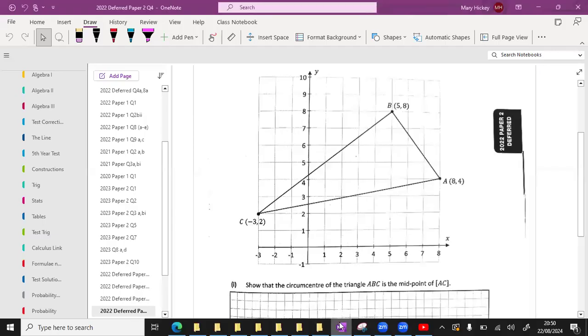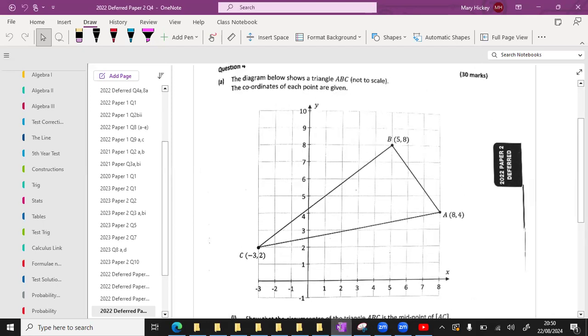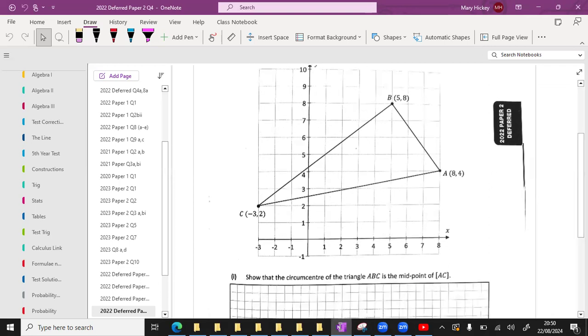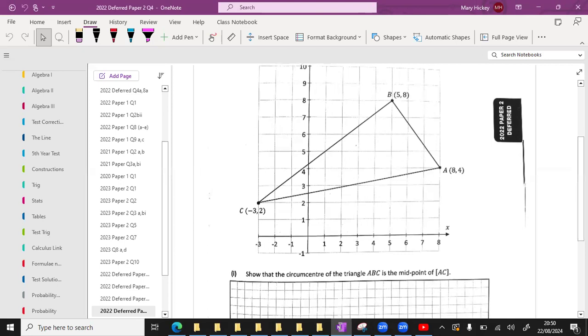So, 2022, paper 2 deferred, and this is question 4, part A. It says the diagram below shows a triangle ABC, not to scale. In other words, you can't measure it to do anything with it. You have to calculate. The coordinates of each point are given. So it says, show that the circumcenter of the triangle ABC is the midpoint of AC.